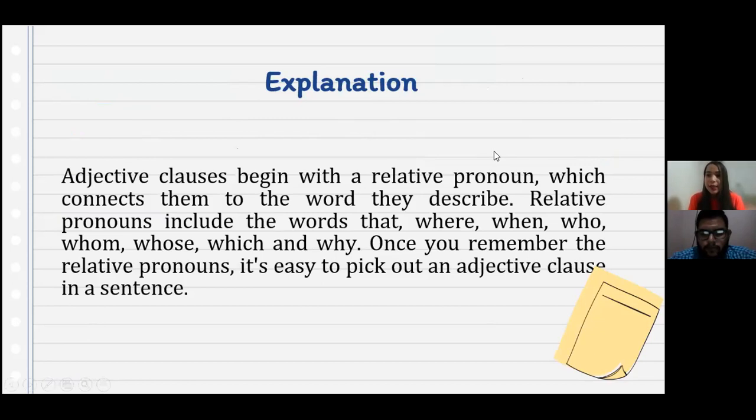Then we have the explanation. First we have to know what an adjective clause is. An adjective clause begins with a relative pronoun, which connects it to the words it describes. Relative pronouns include the words that, where, when, who, whom, whose, which, and why. Once you remember the relative pronouns, it's easy to pick out an adjective clause in a sentence.